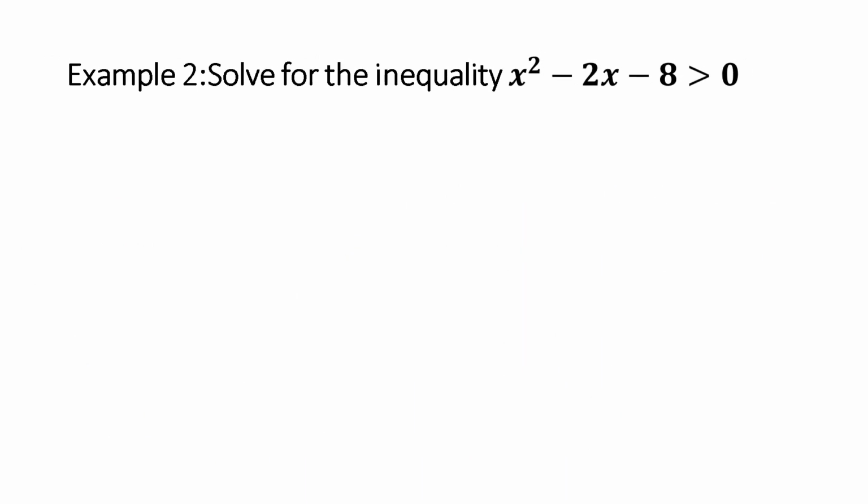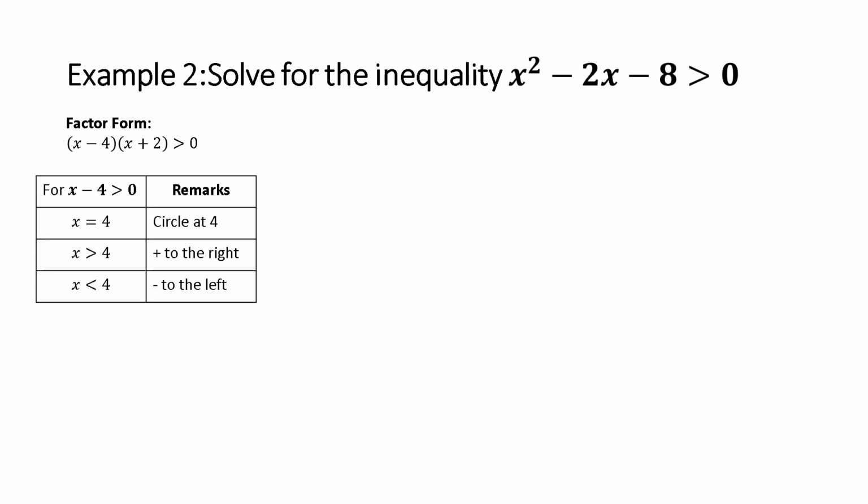Hello everyone, let's have this example in one slide so that everything could be there. So let's start with the given, which is x squared minus 2x minus 8 is greater than 0, and its factored form is x minus 4 times x plus 2 is greater than 0. Now, let's go to the table for a more simplified approach.